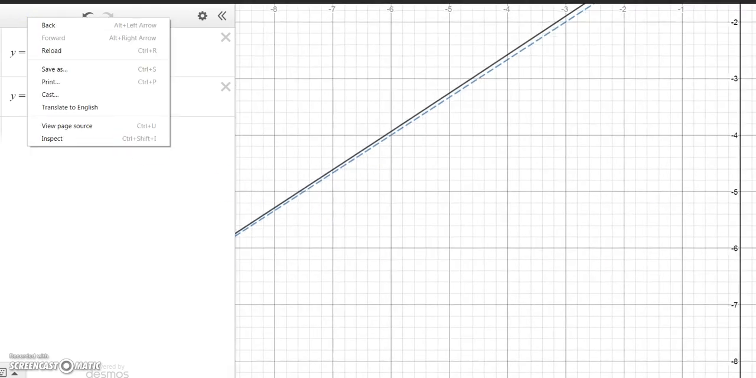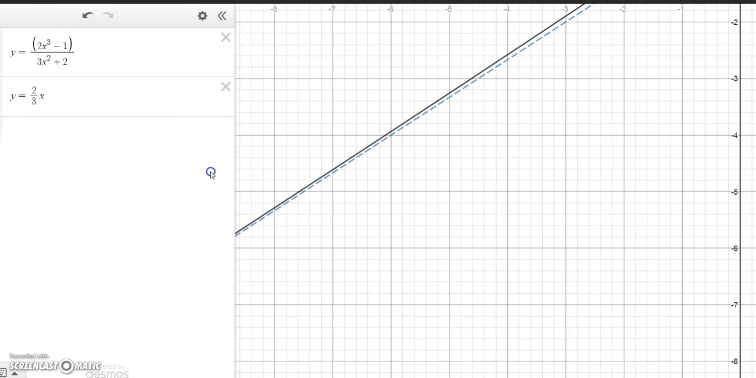Okay, so this ends the discussion that I have on rational functions. So I believe the only thing left for us to do now is to talk about exponential and log functions in order to finish this module.